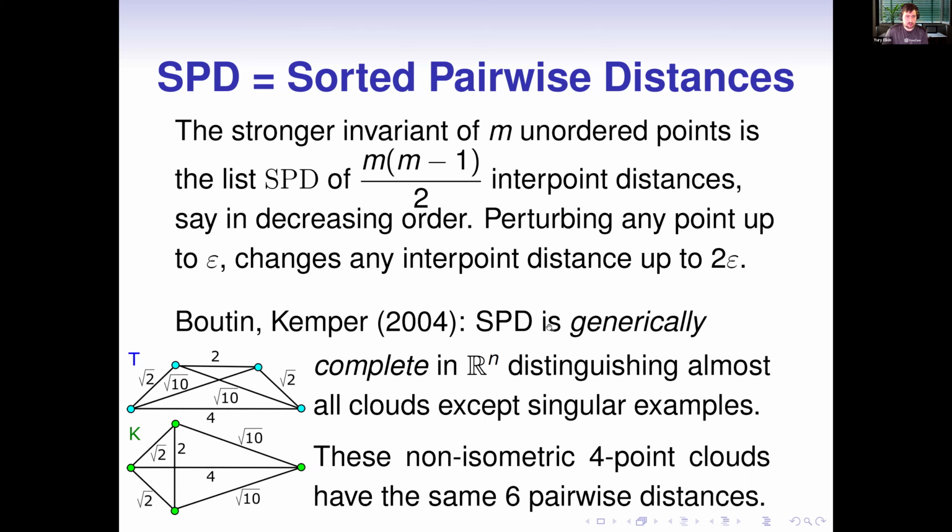But one important thing about this SPD is that it's complete when the points are in general position. So if there are no copies of distance, so if every distance is uniquely determined, then this is a complete invariant. But obviously, for molecules, there are a lot of symmetries, so it's rarely complete.